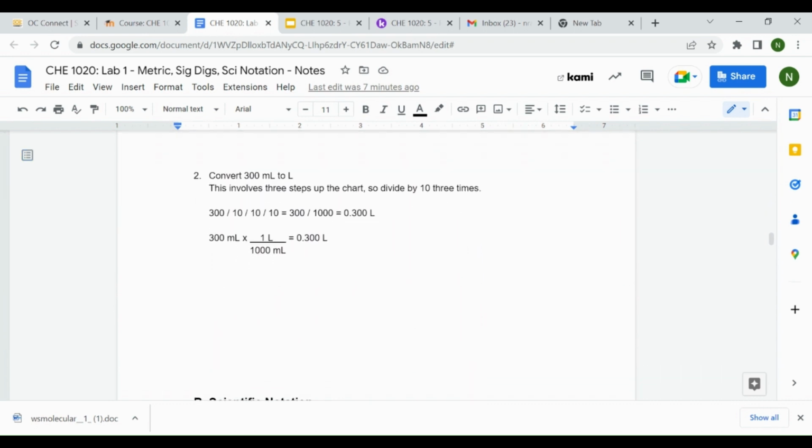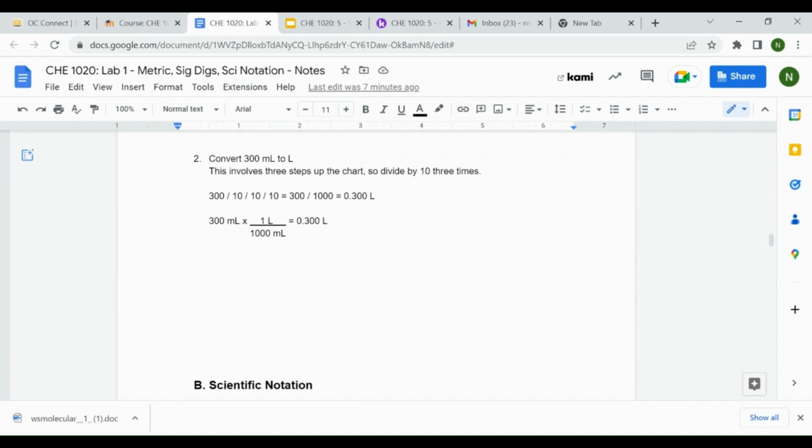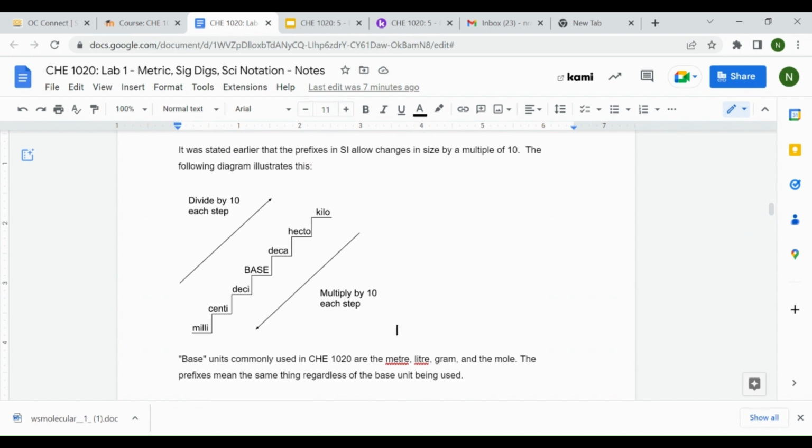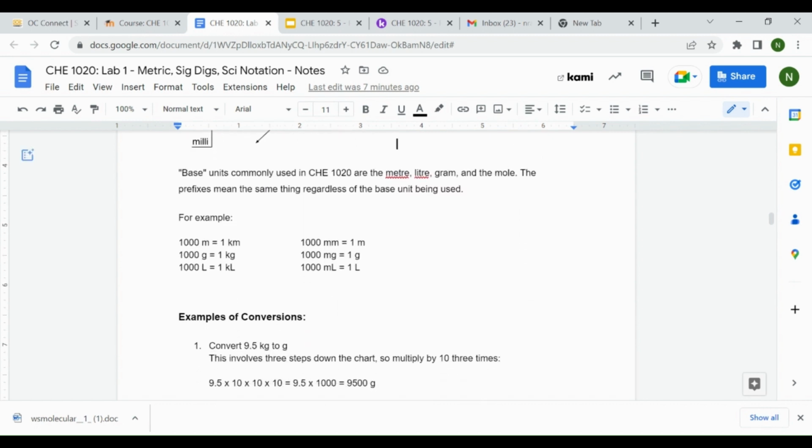So let's take another example into consideration here. Let's take a look at converting milliliters to liters. Okay, get back up to our step. Here's milliliters, and we want to go up to liters. Now I'm moving up, so I'm going to be dividing by 10. That's once. Dividing by 10 again, that's twice. Dividing by 10 again, that's 3 times.